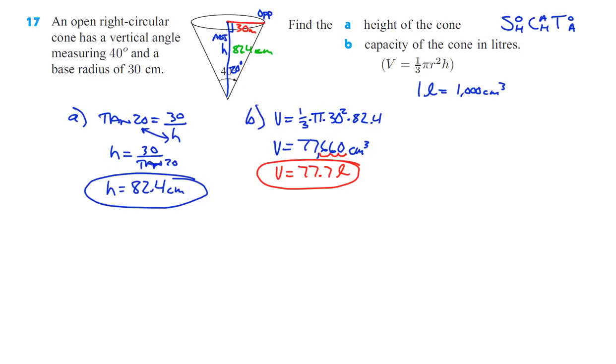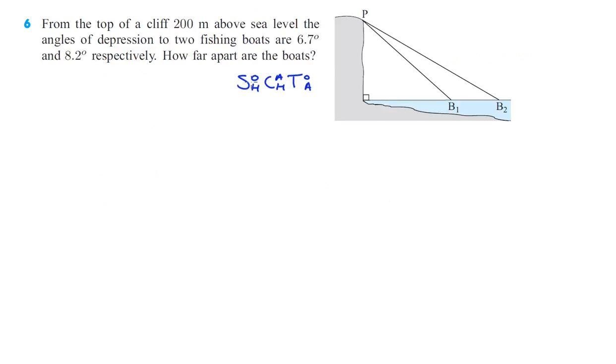Okay, last one. Number 6. From the top of a cliff, 200 meters above sea level, so this is 200 meters. The angles of depression to two fishing boats are 6.7 and 8.2 degrees. So this would be 6.7, which makes this 6.7. And then the other one is 8.2, so from here down to here is 8.2, which makes this 8.2. And those are both degrees. How far apart are the boats?